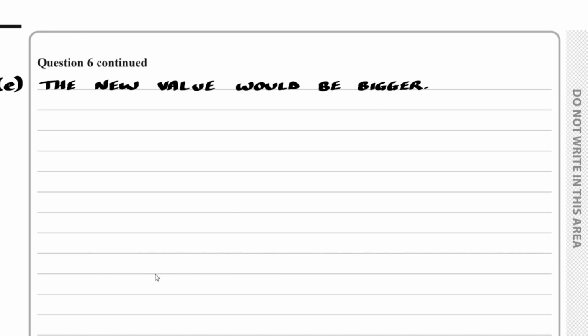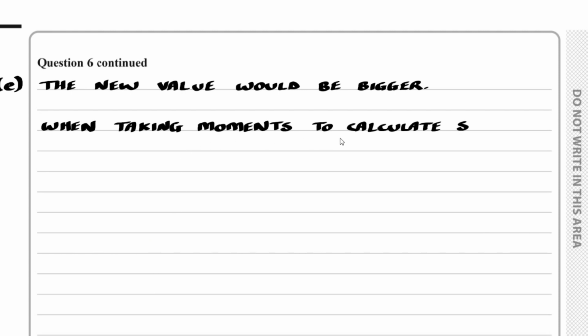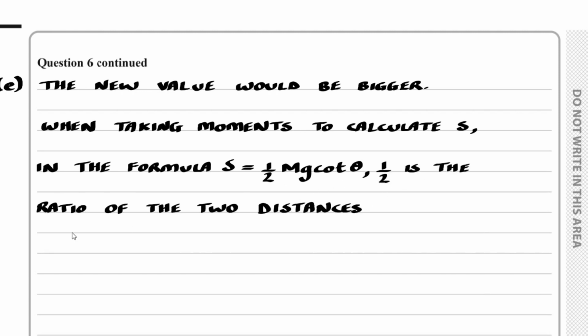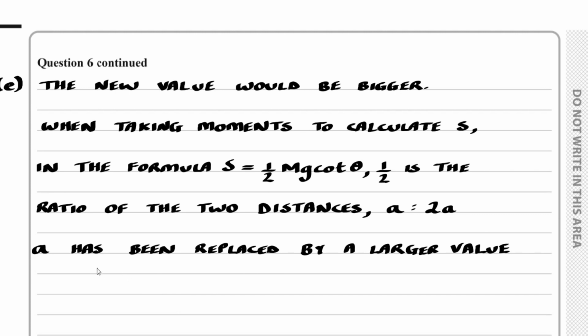Let's think about why that's the case. When taking moments to calculate S, in the formula S equals half mg cot theta, this 1/2 is the ratio of the two distances. So we would have a to 2a. So that means then a has been replaced by a larger value because its centre of mass is closer to B than it is to A this time, which is why the new value would be bigger.